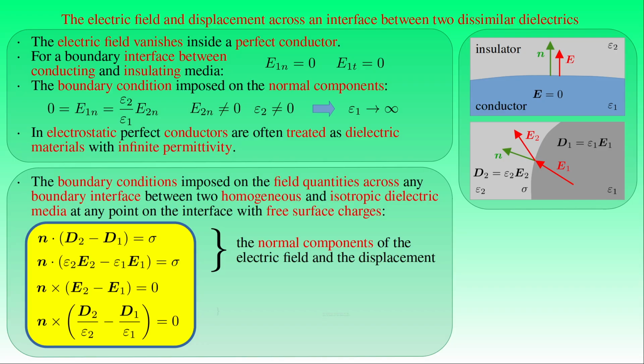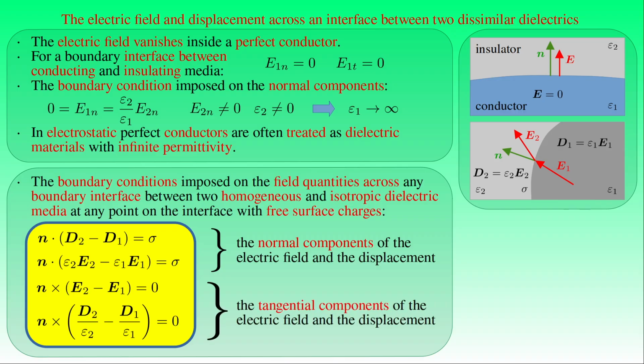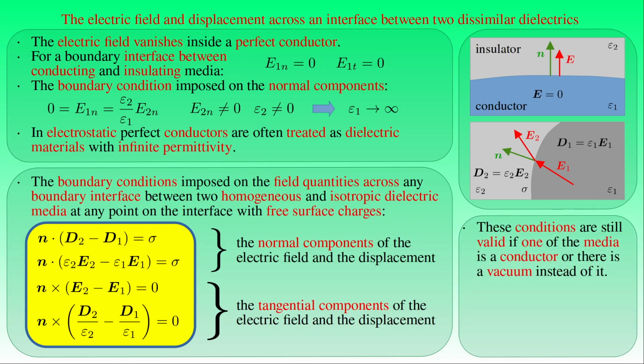This is the second set of boundary conditions imposed on the tangential components of the field strength and the displacement field across the boundary interface between two dissimilar dielectrics. As already discussed, these conditions are still valid if one of the media is a perfect conductor with an infinite dielectric constant. They also hold for a vacuum, where the absolute dielectric constant can be reduced to the vacuum permittivity on the side of the boundary where the space is empty.